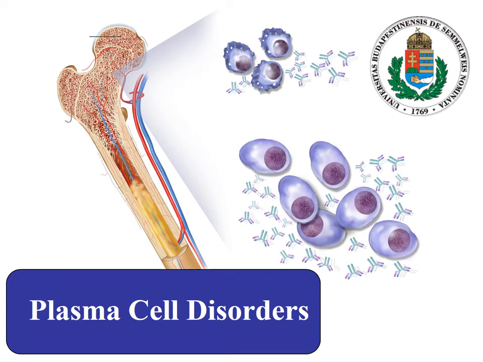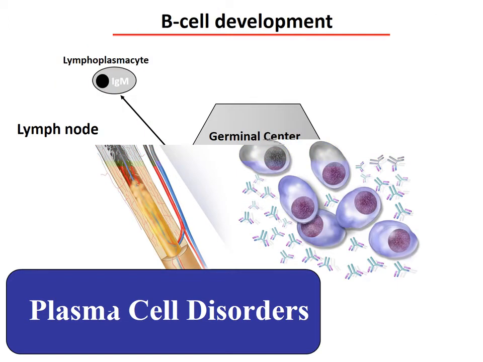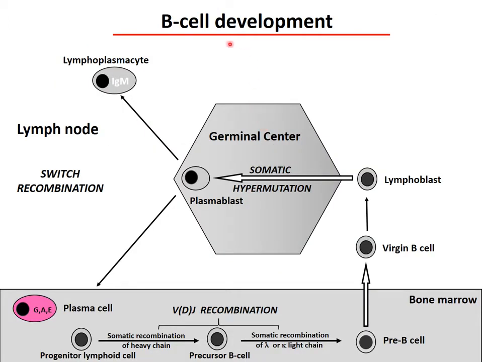Today's topic is plasma cell disorders. In the previous one, we discussed the lymphoid disorders, and now the last topic of the lymphoid disorders is the plasma cells. We talk about B cell development because plasma cells develop from B cells.